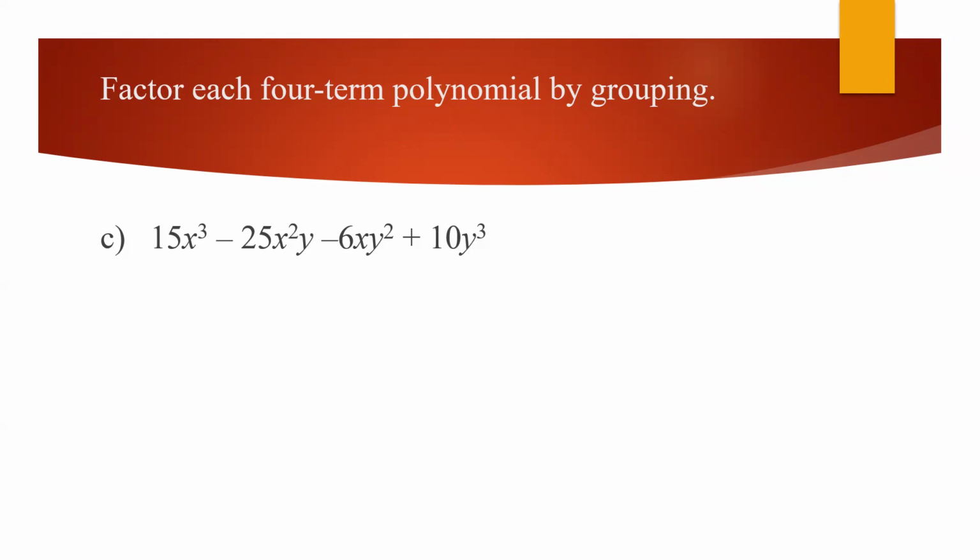Step 1 is to do your grouping. Step 2 is to identify your GCF. Step 3 is to factor out / divide out your GCF. Step 4 is to find your common binomial. And step 5 is to factor out the common binomial.